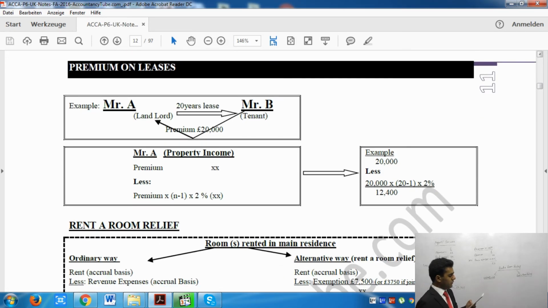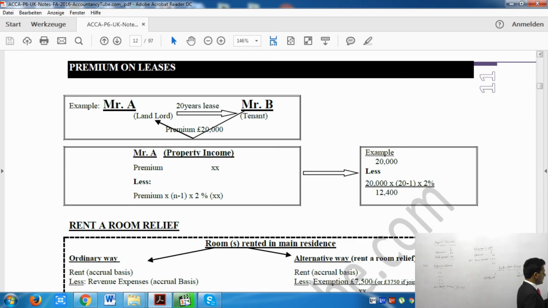On the next page, if you see page number 11, this is a way to calculate the premium on leases. Say for example, Mr. A was the landlord and Mr. B was a tenant and the lease was for 20 years. Now how can we calculate it? I've mentioned the formula on the board. Now we'll see how to calculate it. First we take the premium. In this example in the notes, the premium paid was £20,000 and the lease agreement was for 20 years.